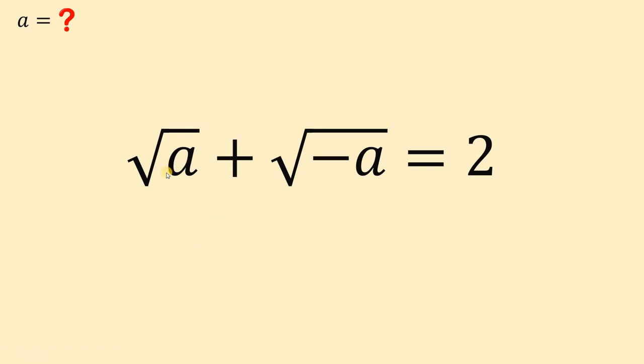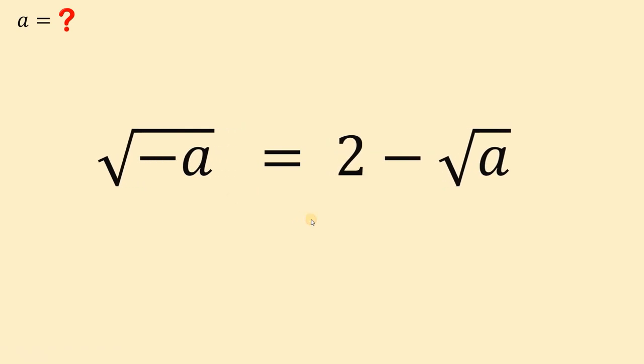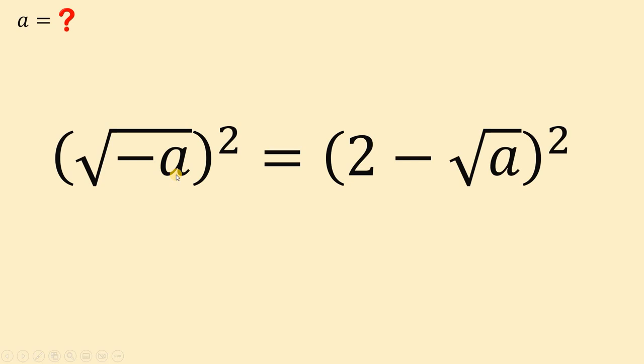First thing we need to do is to subtract the square root of a on both sides. This will give us the square root of negative a equals 2 minus the square root of a. And now, to cancel out this square root, let's square both sides. So we have the square root of negative a quantity squared equals 2 minus the square root of a quantity squared. Now here we will use this identity. If we have x minus y quantity squared, it is equivalent to x squared minus 2xy plus y squared.